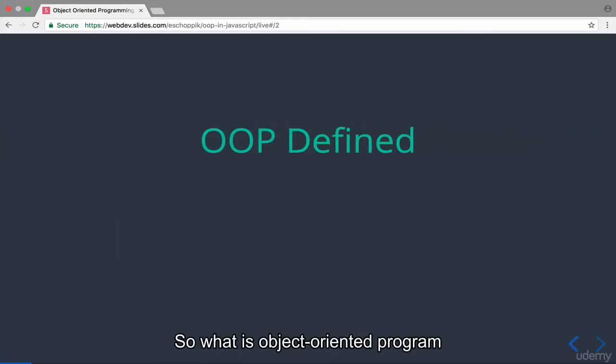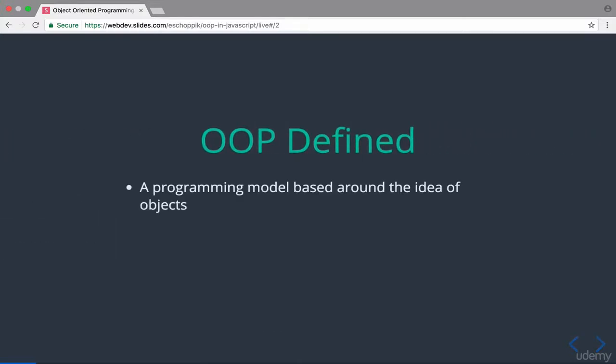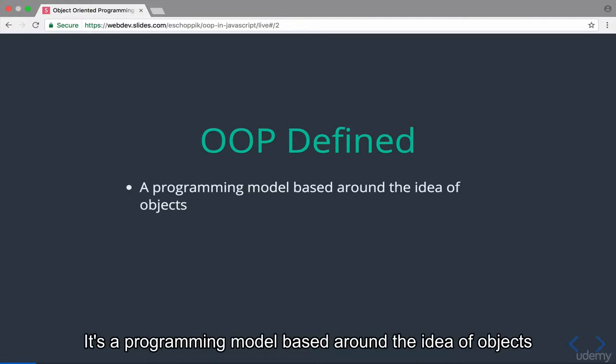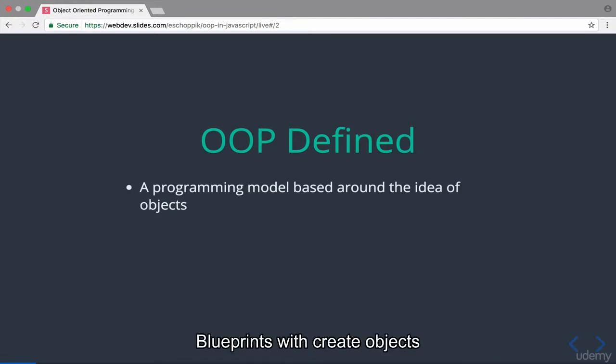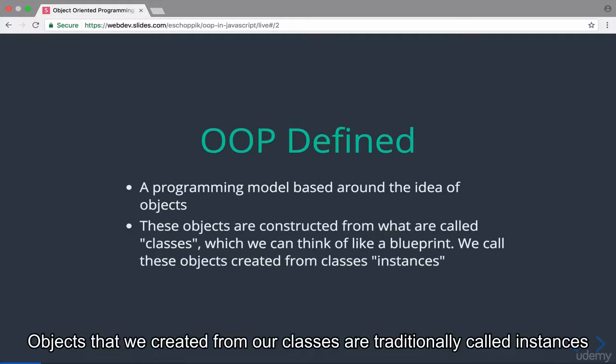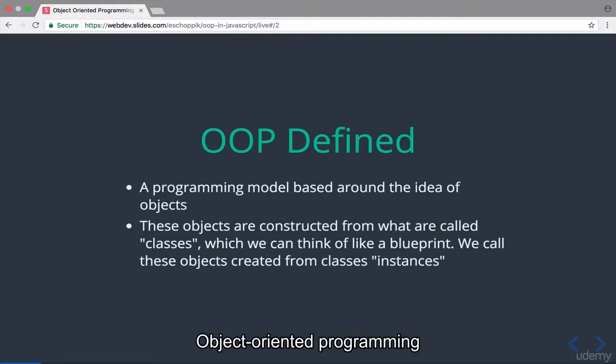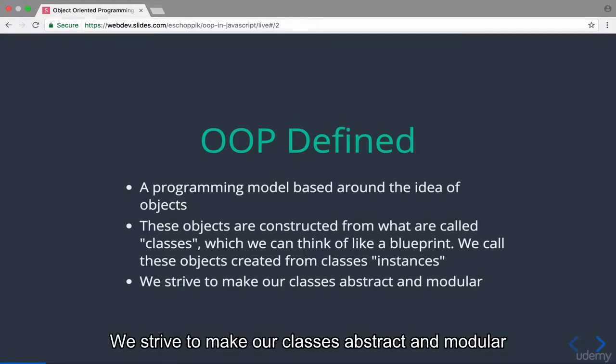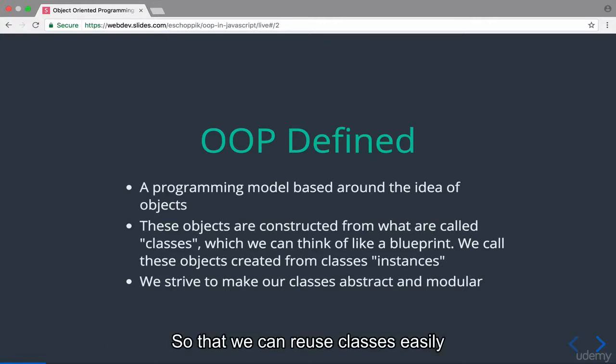So what is object-oriented programming? Simply put, it's a programming model based around the idea of objects and blueprints which create objects. We call these blueprints classes, and the objects that we create from our classes are traditionally called instances. With object-oriented programming, we strive to make our classes abstract and modular so that we can reuse classes easily and share them amongst all parts of an application.